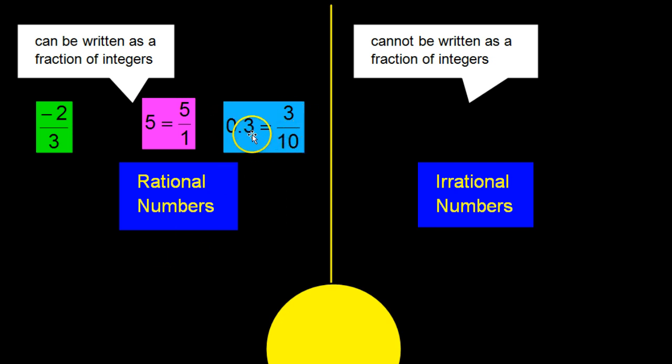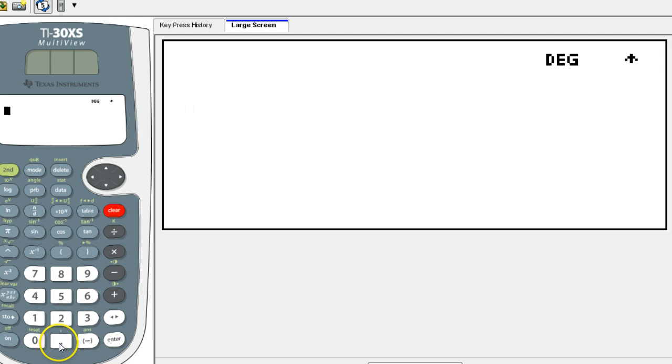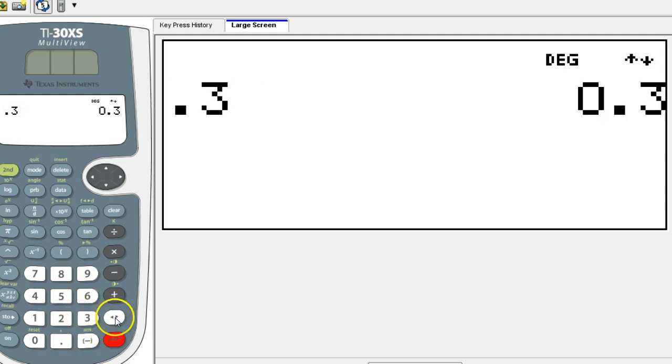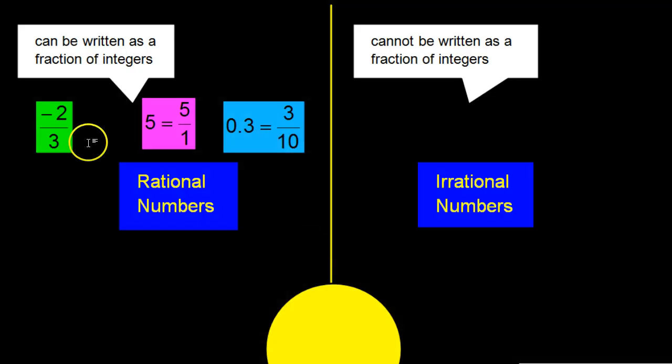Now, if you didn't learn about the place value system and that didn't mean anything to you, you might feel better if I looked at it in a calculator. If I do 0.3 in a calculator and toggle it, maybe now you'll be convinced that yes, 0.3 is the same thing as 3/10. So we've seen 3 different kinds of numbers that can all be seen as a fraction of integers.